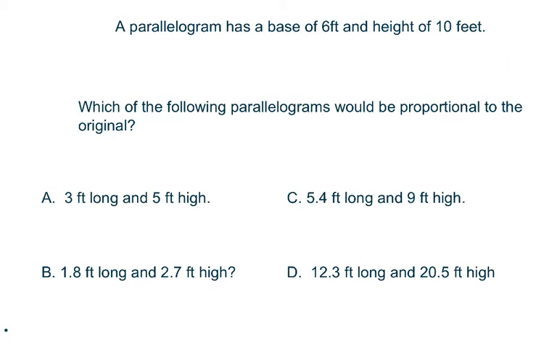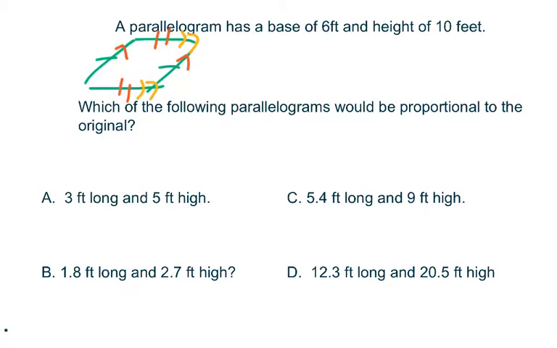For the last couple of problems, we have a parallelogram. If you don't remember what a parallelogram is, basically it's like a square or rectangle that has been slanted. This side and this side are the same. This side and this side are the same. And this side and this side are parallel to each other, and this side and this side are parallel to each other. Opposite angles are congruent as well. A parallelogram has a base of 6 feet and a height of 10 feet.